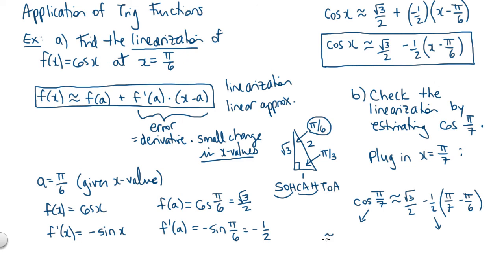So from our calculator, you can double check these values. For the left side, we'll need to make sure that our calculator is in radian mode. But if we do that, we get a value of about 0.901. And for the right side, using our calculator, we get a value of about 0.903. That's pretty good.